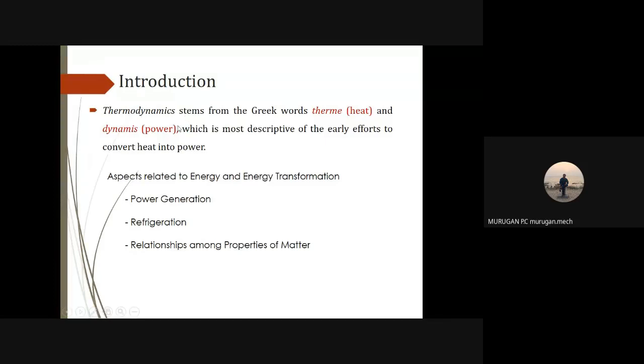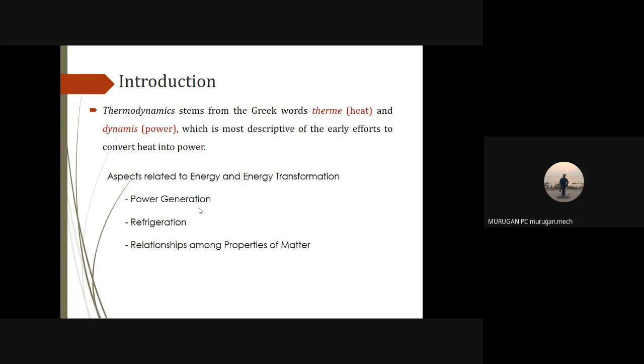You see here, thermodynamics comes from the Greek word thermi. Thermi means heat, and dynamics means power. That is the study of heat which is in motion. That is called thermodynamics. This subject is applicable or used in different areas or sectors. What are the various sectors? That is the power generation sector.